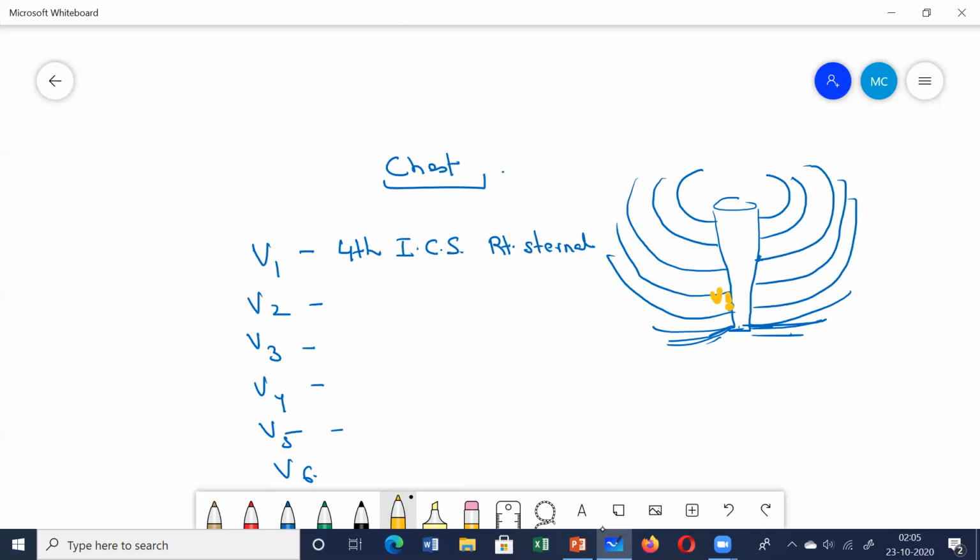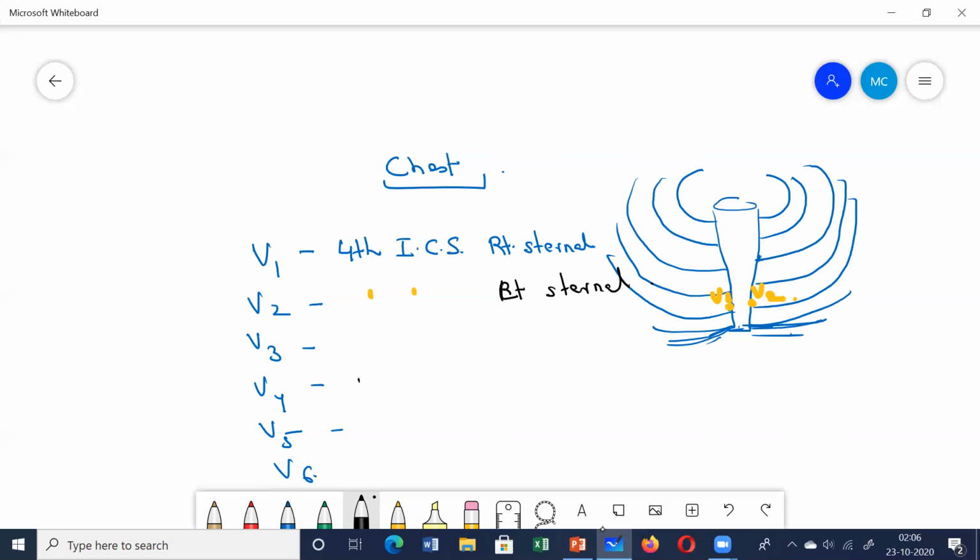V2 is in the same place, the fourth intercostal space, but on the left sternal border. Same thing, but on the left sternal border. V2 is on the left sternal border. V3 is going to be midway between V2 and V4. I'll tell you where V4 is, then you can place V3. It will be midway between V2 and V4.